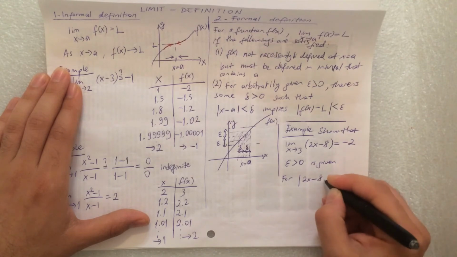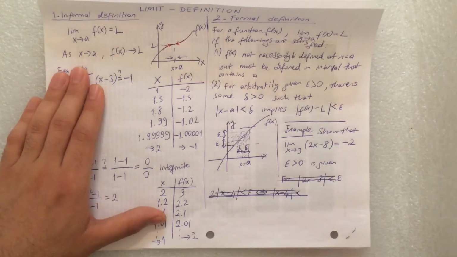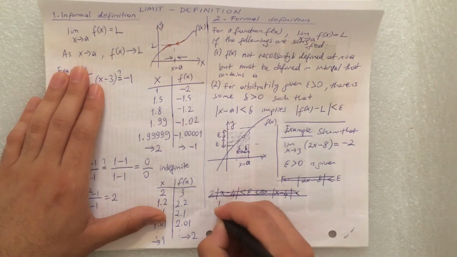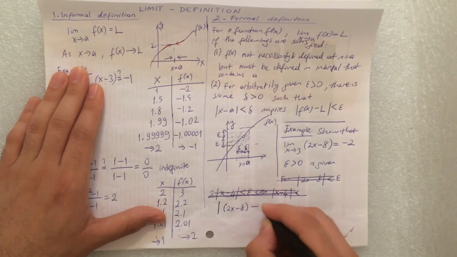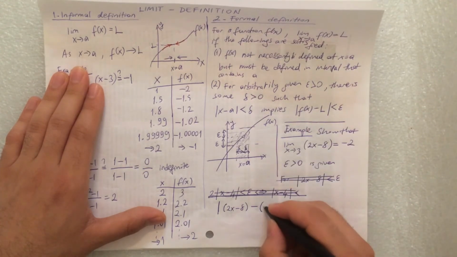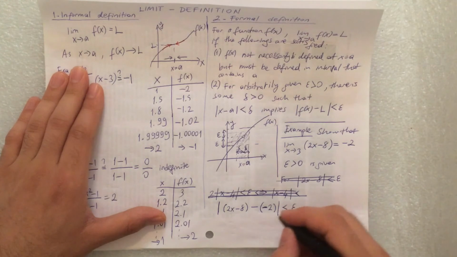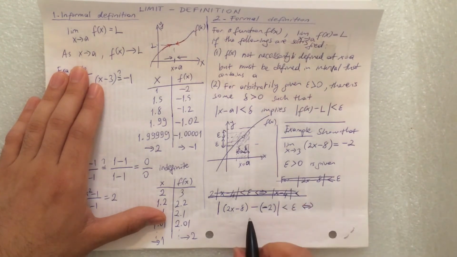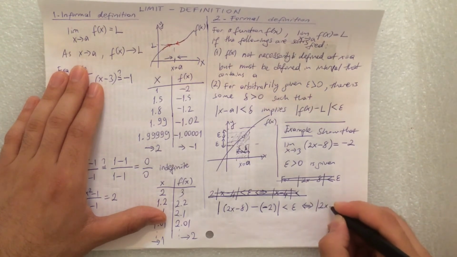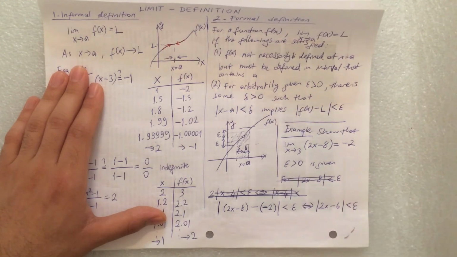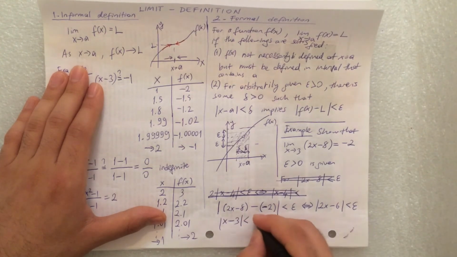So for |2x minus 8 minus (minus 2)|, the value of f(x) minus the value of the limit, minus 2, to be less than epsilon, we need to have |2x minus 6| less than epsilon, and from this |x minus 3| is less than epsilon divided by 2.